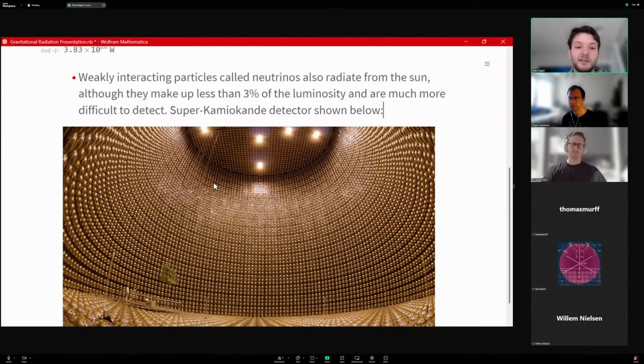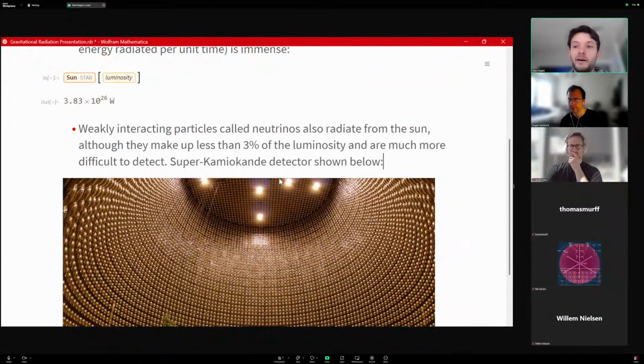But this is an amazing feat of engineering, because they have to bury it under like 3,000 feet of this mountain above it, so that they can eliminate other sources like cosmic rays and things like that. So that kind of summarizes all the types of radiation we can have, ignoring gravitational radiation, which will be the main focus of this talk.